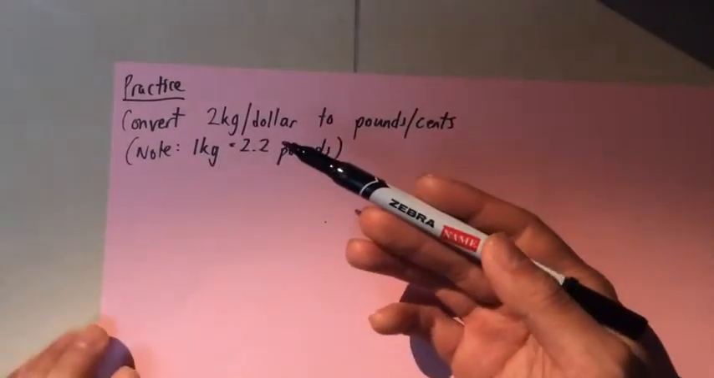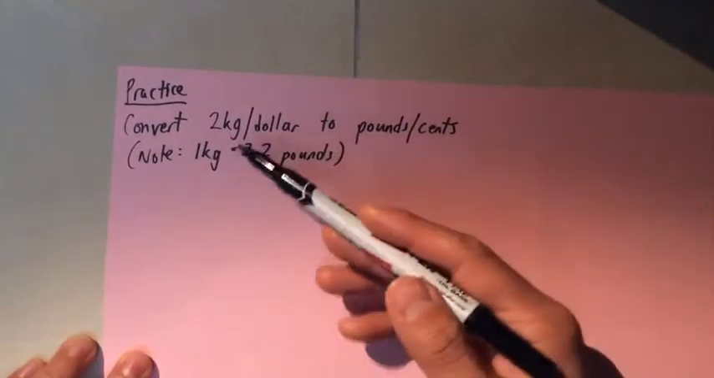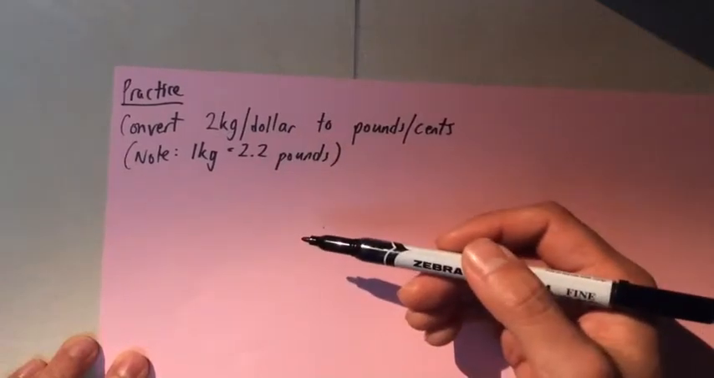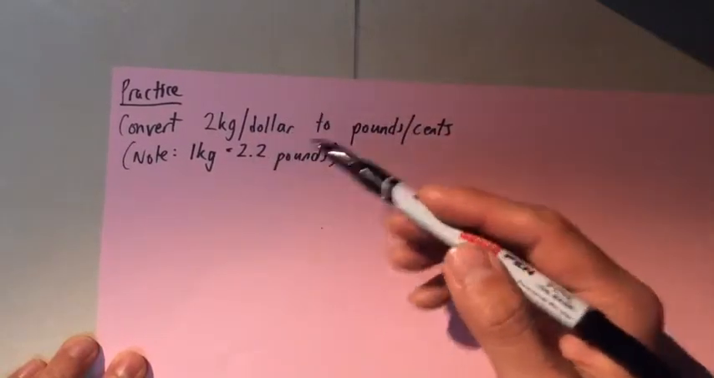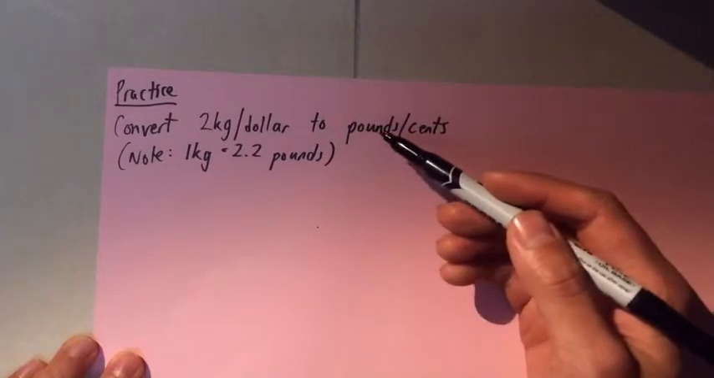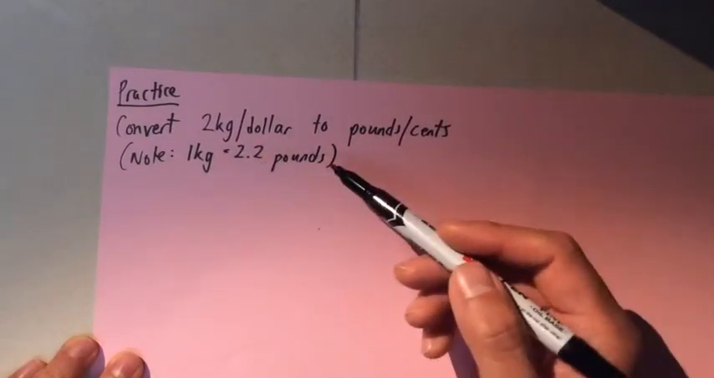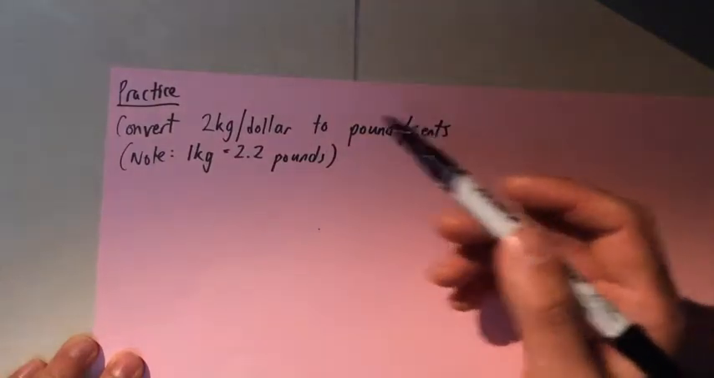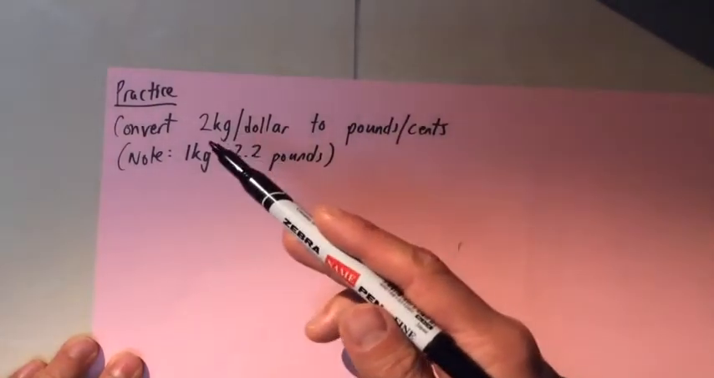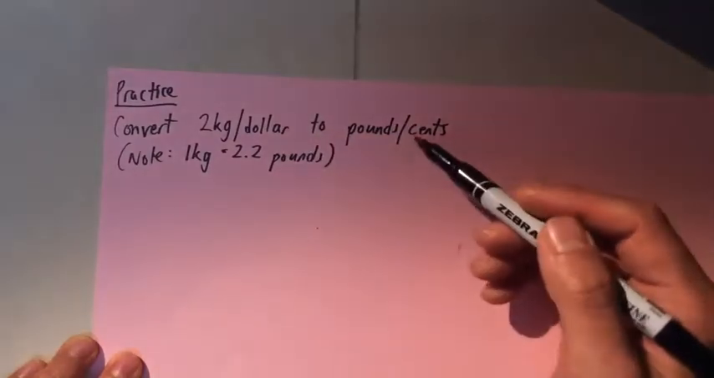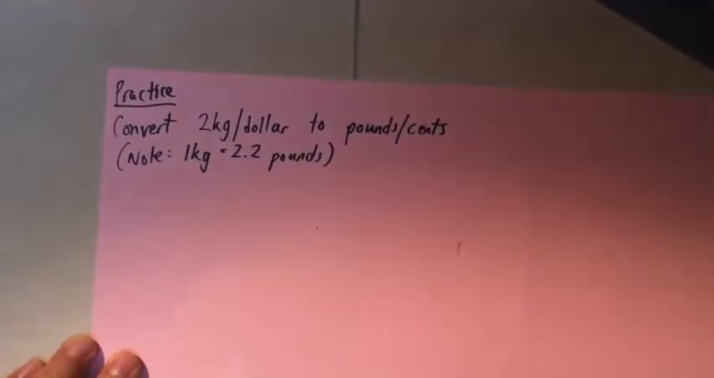So I'd like everyone to try practicing converting 2 kilograms per dollar. Let's say you're buying meat, pork maybe. It costs 2 kilograms per US dollar. Convert that to pounds per cent. So 1 kilogram is 2.2 pounds, and of course, there are 100 cents in $1. So how do you convert 2 kilograms per dollar to pounds per cent?